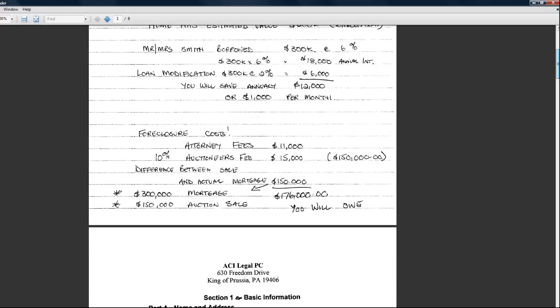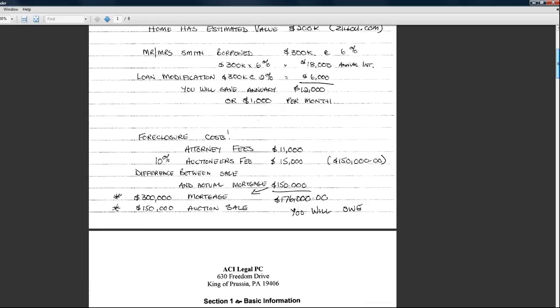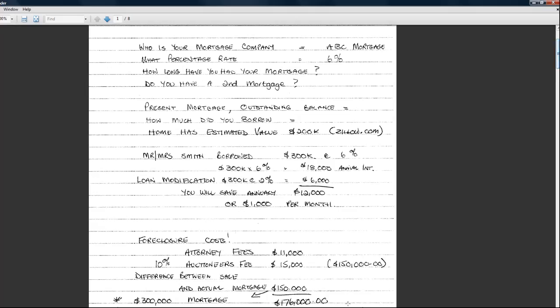So here we go. If the present mortgage is $300,000, which we're using in this illustration, and they borrowed it at 6%, $300,000 at 6% has an annual interest cost to it of $18,000. On a loan modification, if we can get them down to 2%, they're going to only pay $6,000 in annual interest, which means that you'll be saving them annually $12,000 or $1,000 per month.